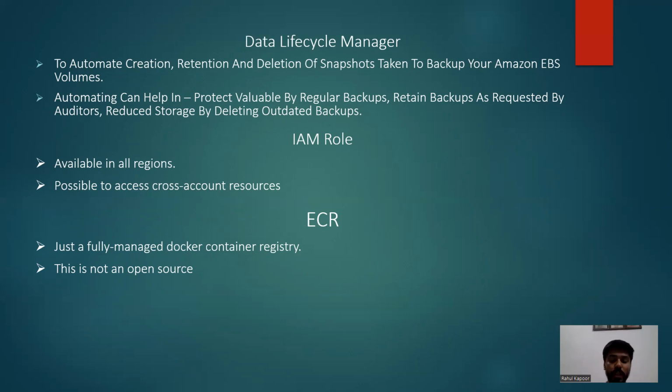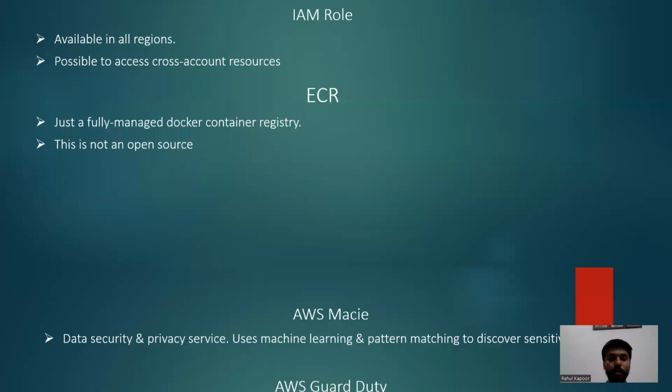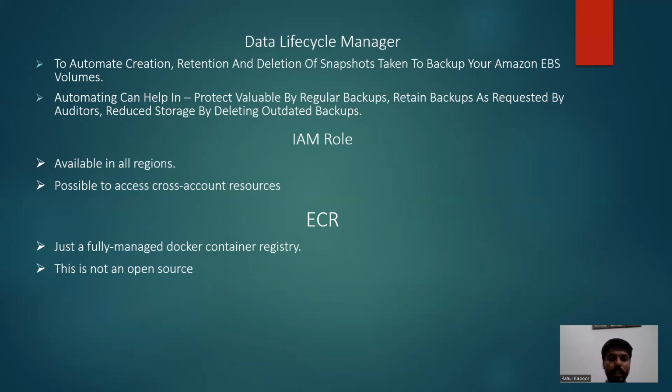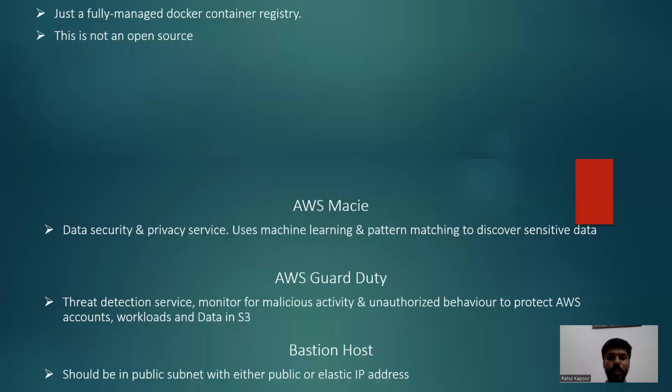IAM role, very important feature, very important service given by AWS. Some unique points about it: it is available in all regions, and it is possible to access cross account resources. Okay, through IAM role you can access cross account resources, meaning different instances or servers that you have created, using IAM role. Then we have ECR. It's similar to Docker, a container registry. And this is not open source.